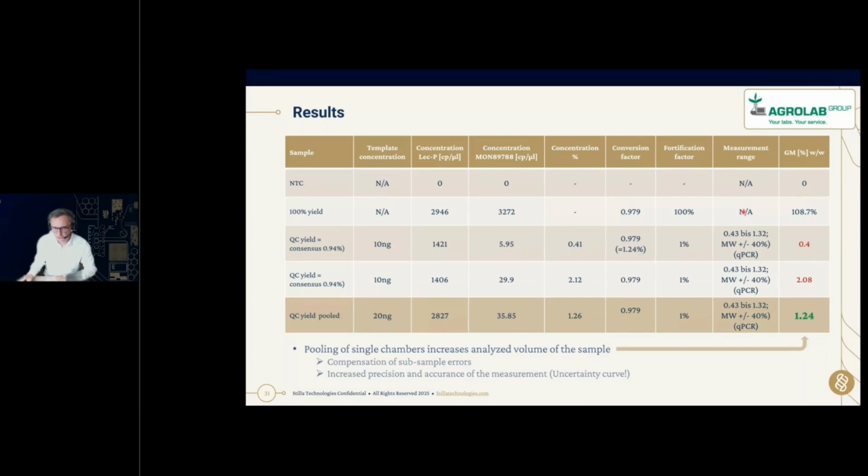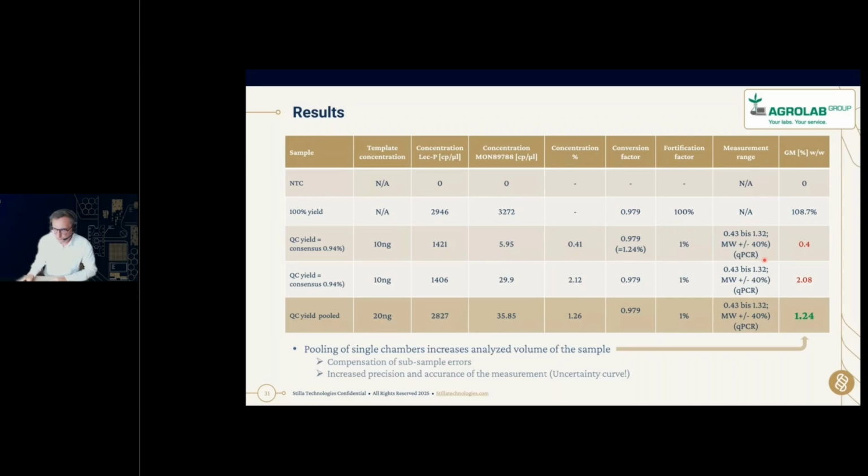For example, for 100% yield we expect 100%, and we got 180%, which is in pretty much the same range. For a single measurement, it's fine. Then we got two measurements for QC yield, which should have been 1%, but we measured 0.4 and 0.08. So this is definitely off, and also outside of the measurement range, which was from 0.43 to 1.32.